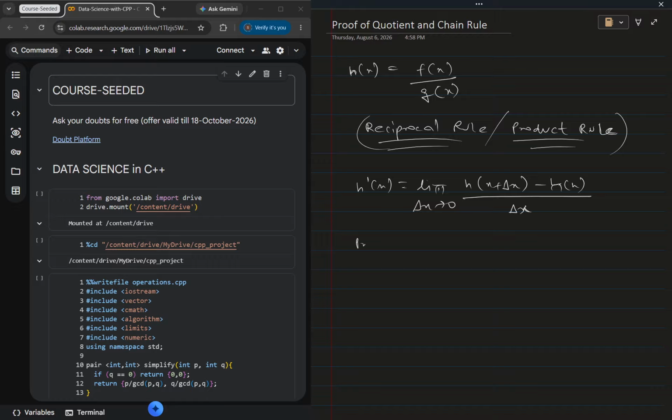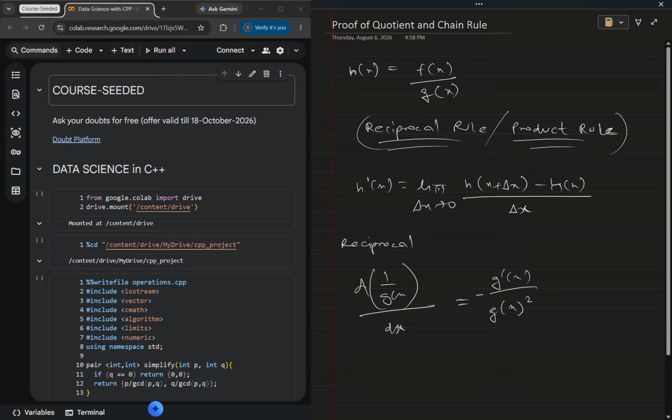And you know what the product rule was. Let me first write the reciprocal rule. The reciprocal rule was basically: if you want to find the derivative of 1 by g(x), then we have g'(x) divided by g(x) whole square, and obviously a minus sign over here. So negative of this.